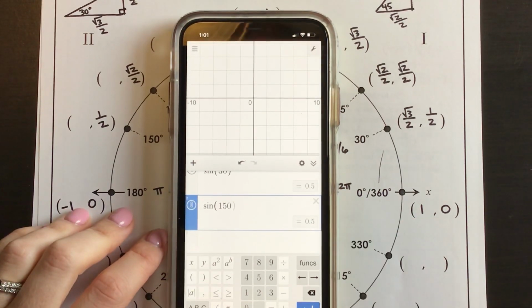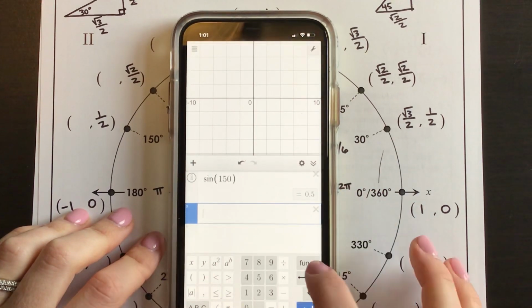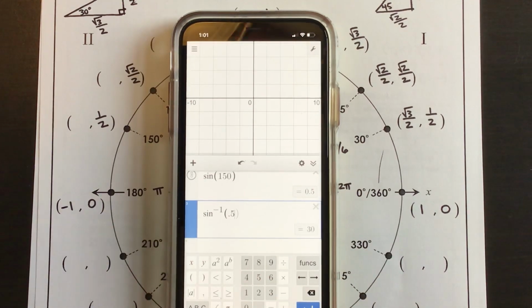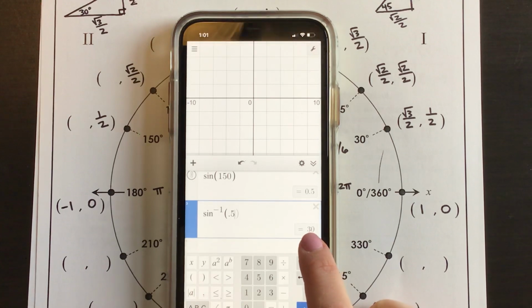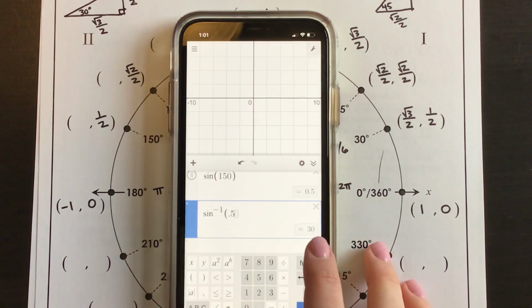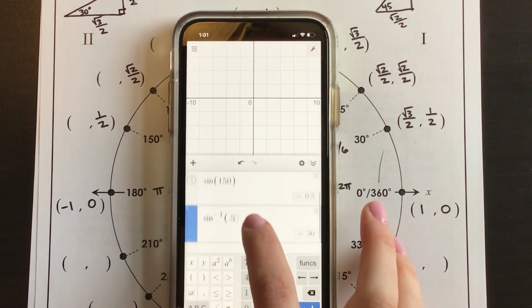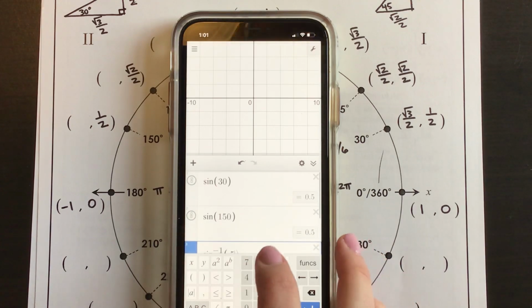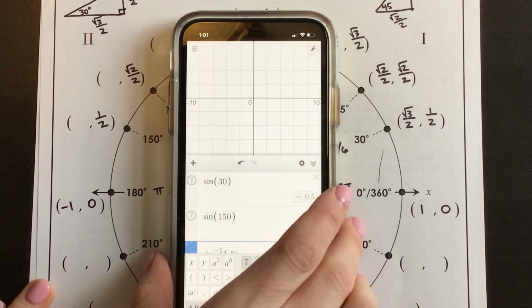Here's one trick that we'll talk about a little bit more in the next lesson. If you do inverse sine and you use 0.5, your calculator only gives you one of the answers. This is something we'll deal with more in the next section. But it's very important to note that inverse sine will only automatically give you one answer, even though there are two different angles that have the same value of sine. It only automatically gives you the first quadrant answer.